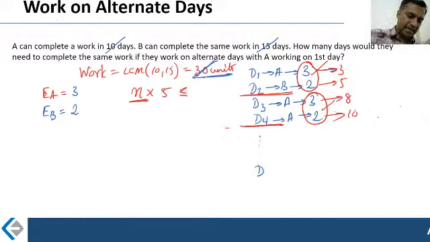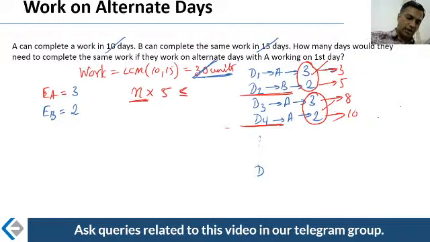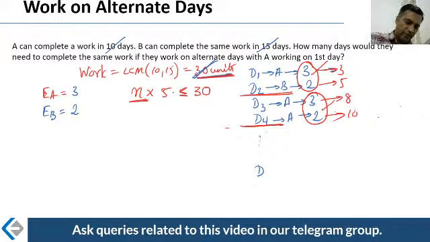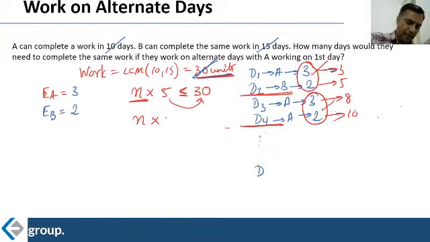It should technically be less than or equal to 30 units. Why 30 units? That's my work. Because 5 divides this 30 completely, you can as well write it like this: n pairs of days into 5 is equal to 30.